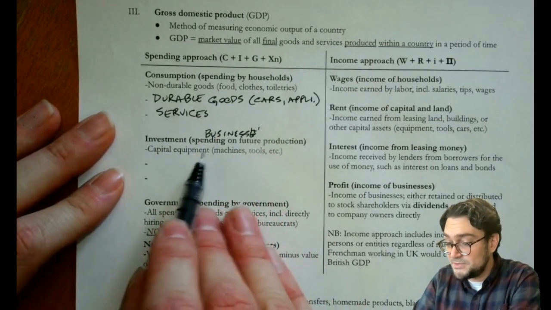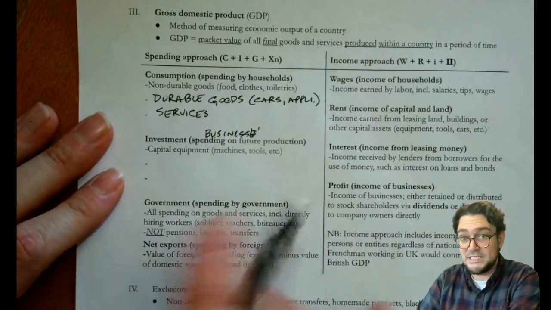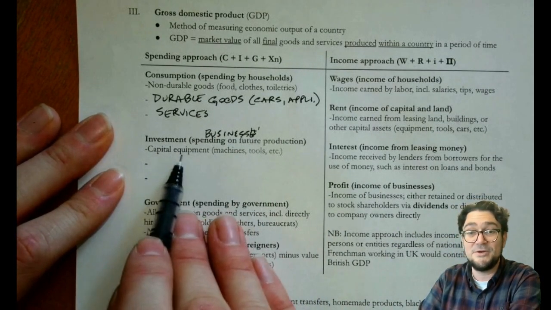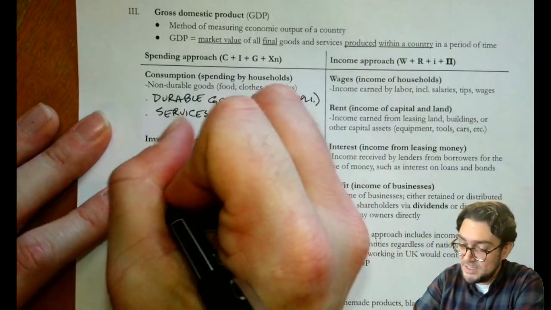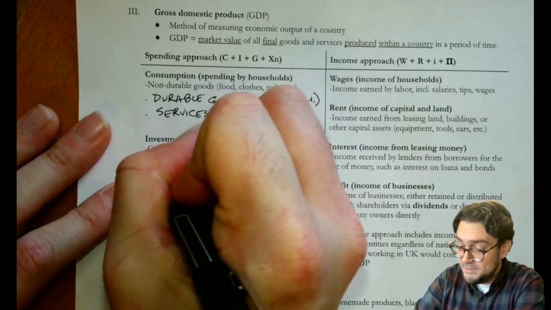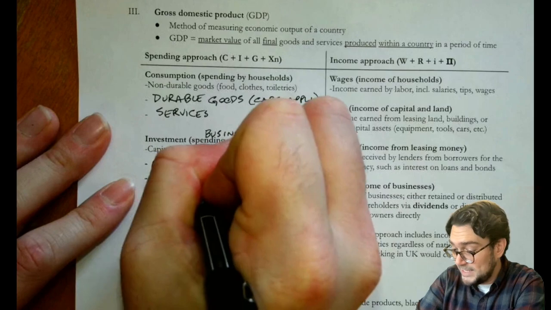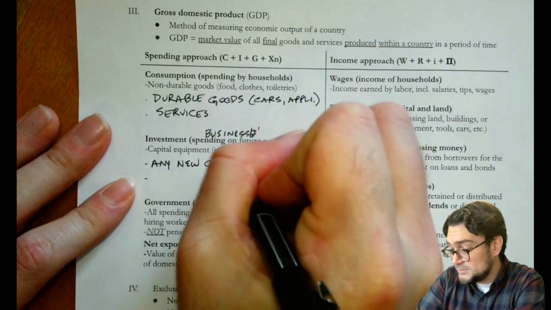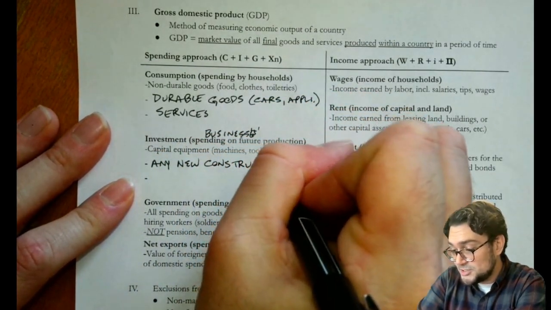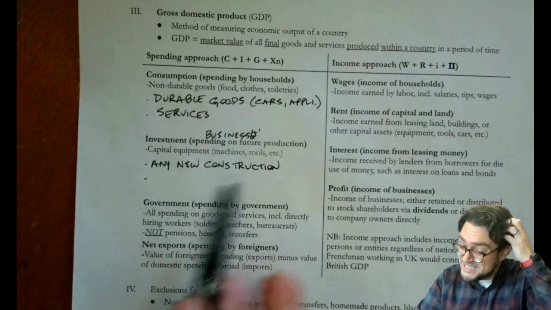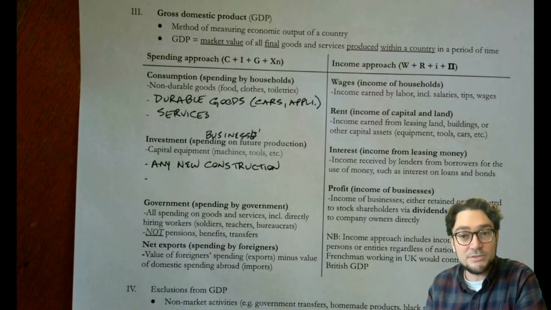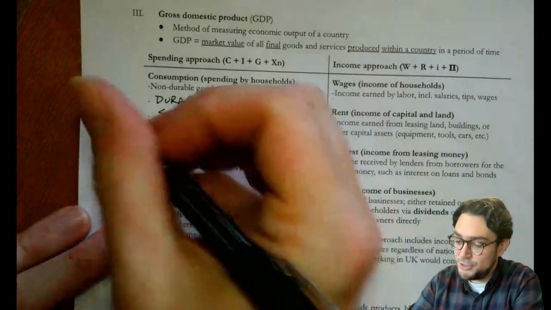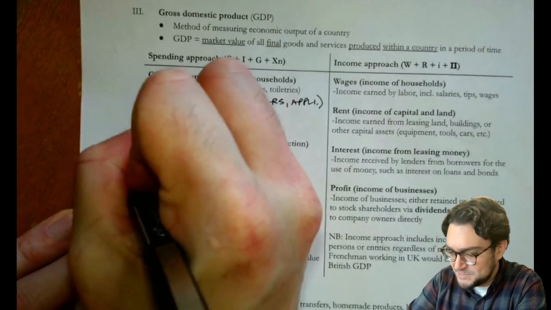Now, investment includes a few categories. And the most obvious one is when businesses spend on capital equipment, things like machines, tools, etc. Physical capital. But another would be any new construction. Any new construction counts as investment. And so it actually doesn't have to be that it's the business constructing something. So for example, when Gloss recently renovated his house, he built a new garage, right? So a new garage would count as investment spending.